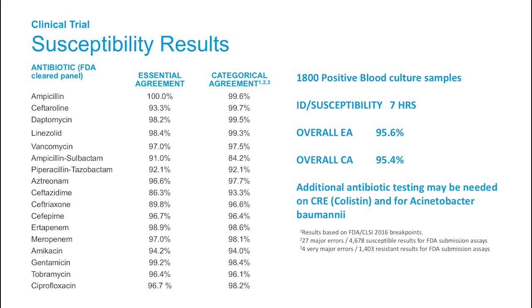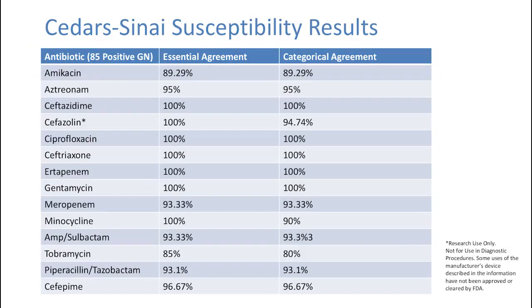Yes, this might not be the end-all of all antimicrobials that you might want tested on some of your organisms. You might, on occasion, have to do some offline testing, and I'm sure that Accelerate will be doing their best over time to add some of these newer antimicrobials to the test panel. But for right now, these are the ones that are currently available. This is our susceptibility results at Cedars Sinai. We match very favorably with the clinical trial, and we have not had any issues with formulary antimicrobials failing on the Accelerate system.